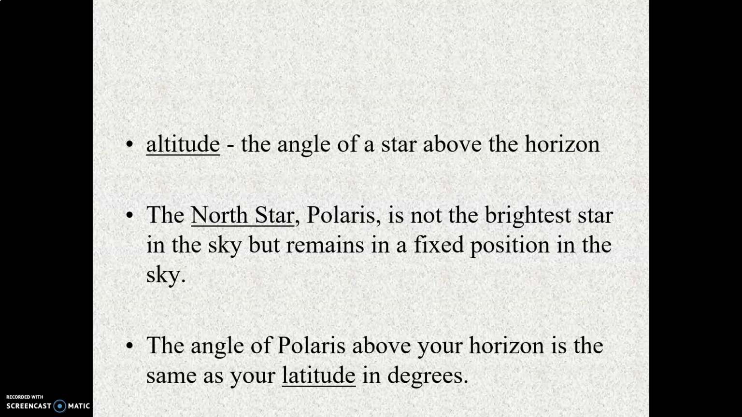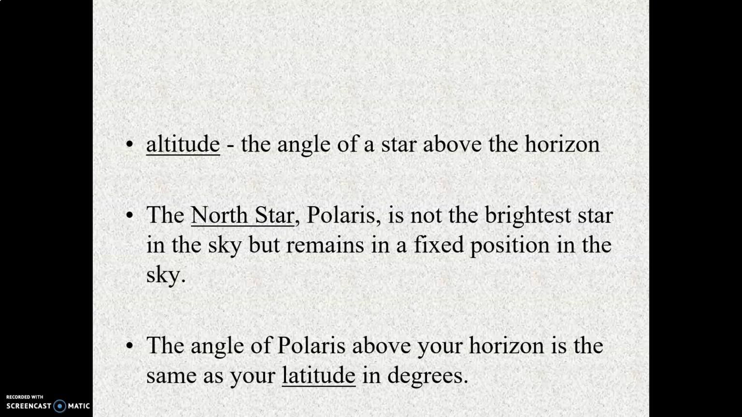So where's Polaris going to be if you are in Atlanta? Well, look here. It says the angle of Polaris above the horizon is the same as your latitude in degrees. So that's how you can use it for navigation. So Polaris in the sky is going to be at 34 degrees north in the sky, right here in Atlanta. So you can always tell where Polaris is because you can actually measure up 34 degrees from the horizon and you'll see Polaris right there in the sky.